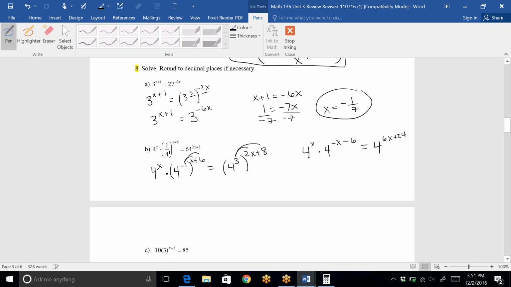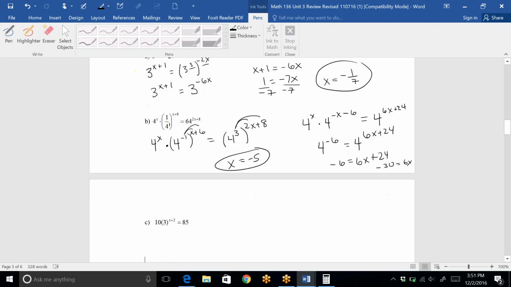So then we would have, okay, we're almost there, but you can't have two bases on the same side. So we have the same base, so we add their powers. So it's still base 4, but it would be x plus negative x, which is no x's, so it's just going to be negative 6. And then we set the powers equal. I would subtract over the 24, so this is negative 30 equals 6x, or x equals negative 5.